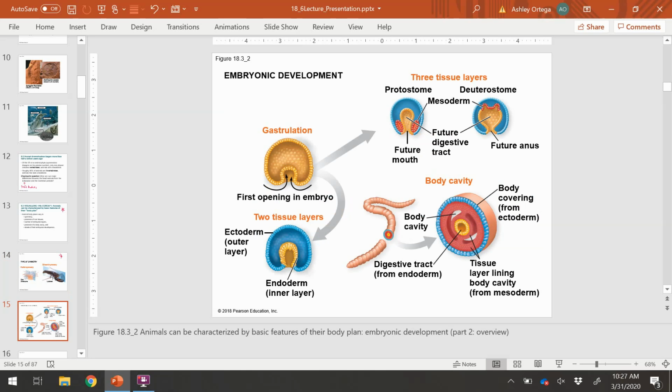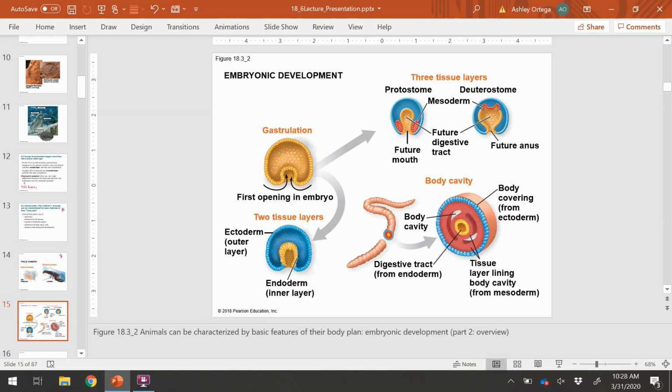All right. Looking at embryonic development, as we continue that topic here, the blastula forms the gastrula, and then from the gastrula it pinches inward, forming different tissue layers, right? And so here in this example, we have the first opening in the embryo and gastrulation forming a second tissue layer, which is shown here and color-coded for you.